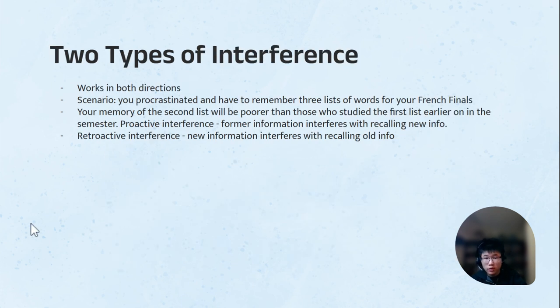Now, there's two types of interference, right? If you've procrastinated for a French quiz, let's say, and you have to memorize three lists of vocabulary, the fact that you have to memorize the first list will make the recall of the second list more challenging. This is proactive interference. Now, retroactive interference is the opposite, where new information interferes with recalling older information.